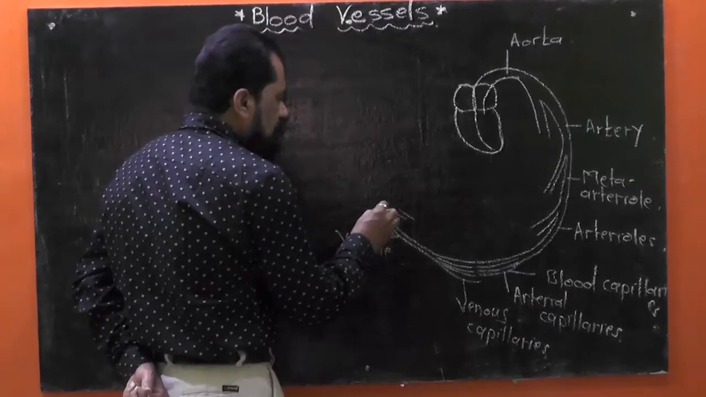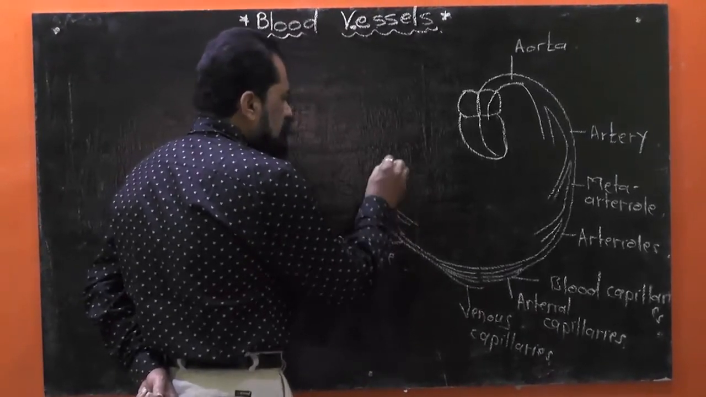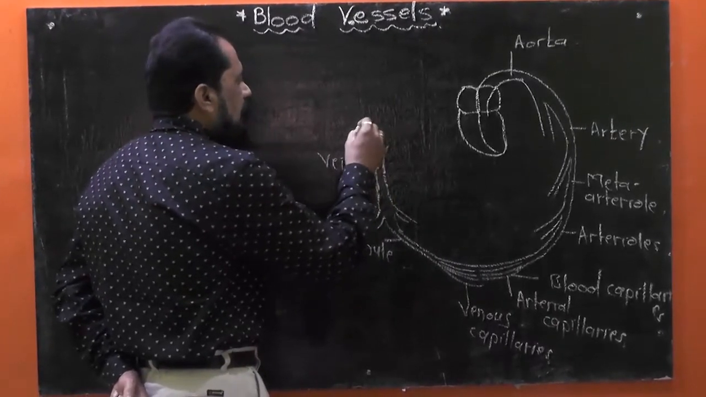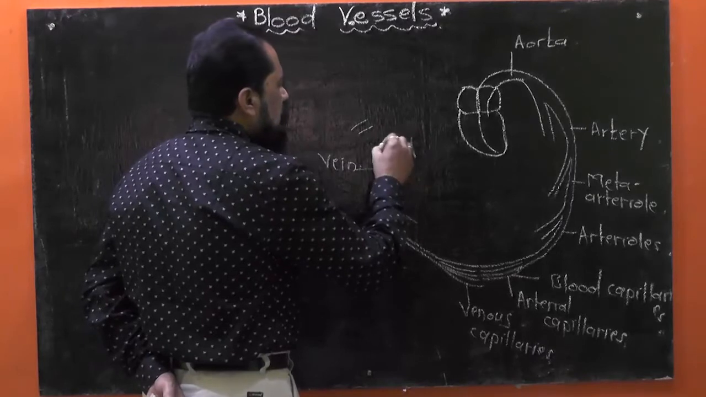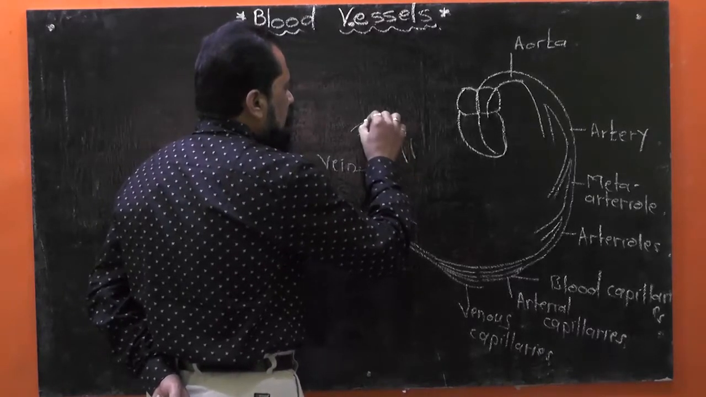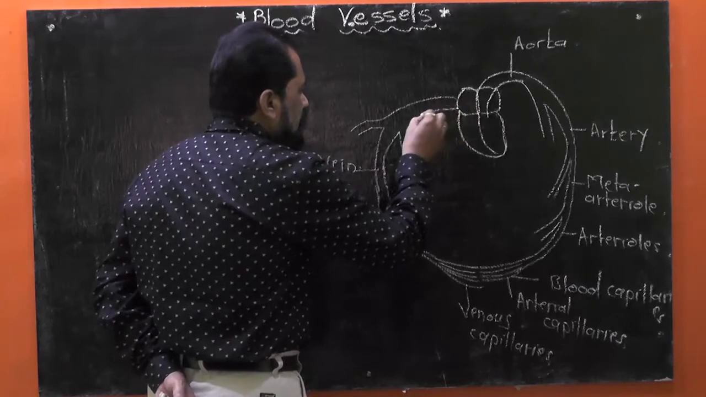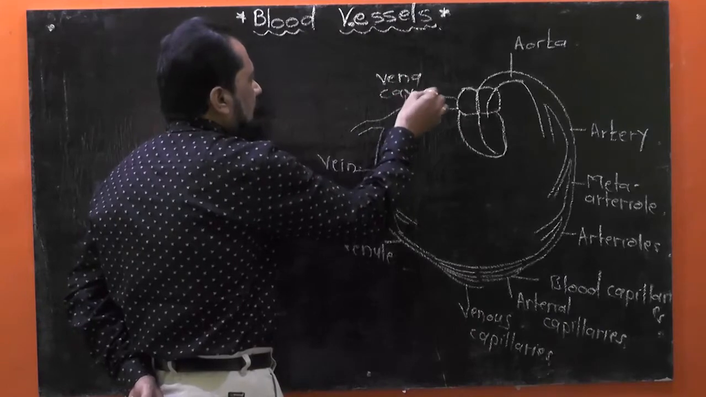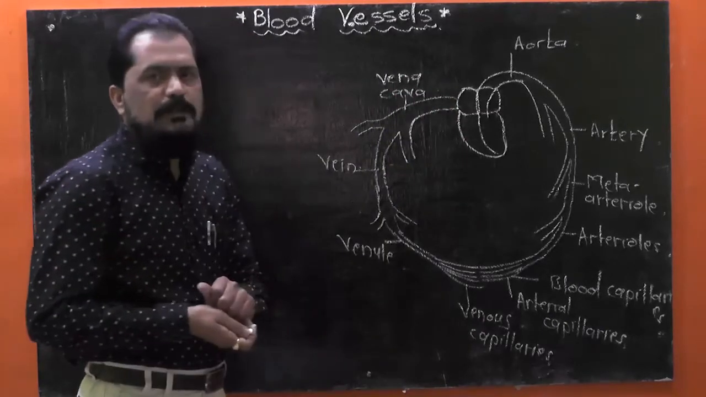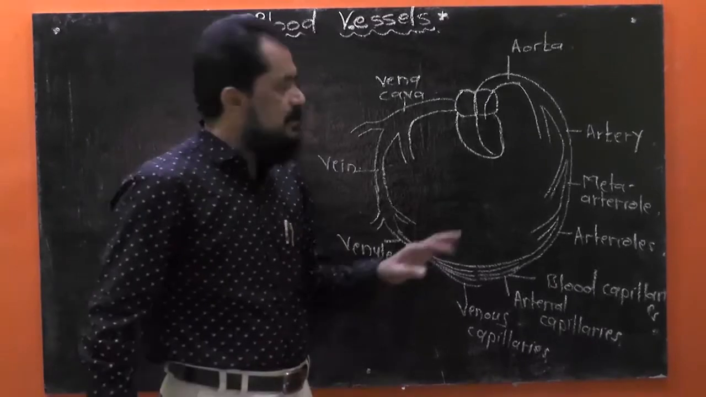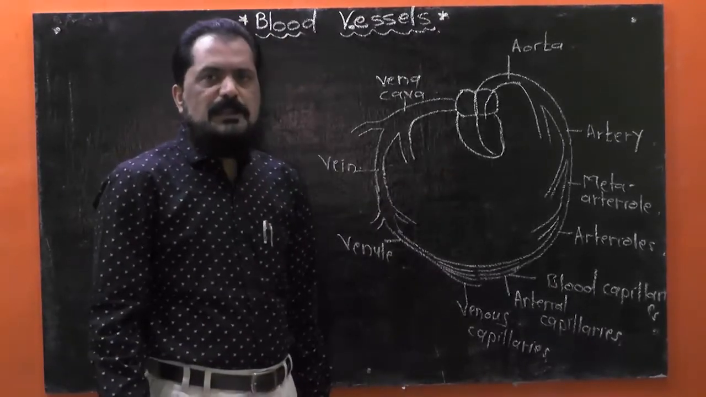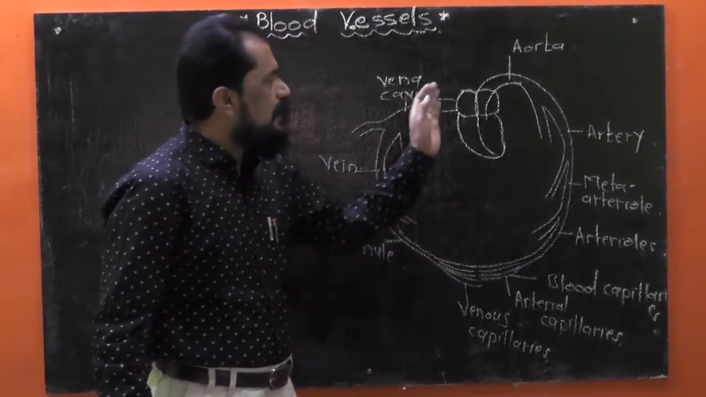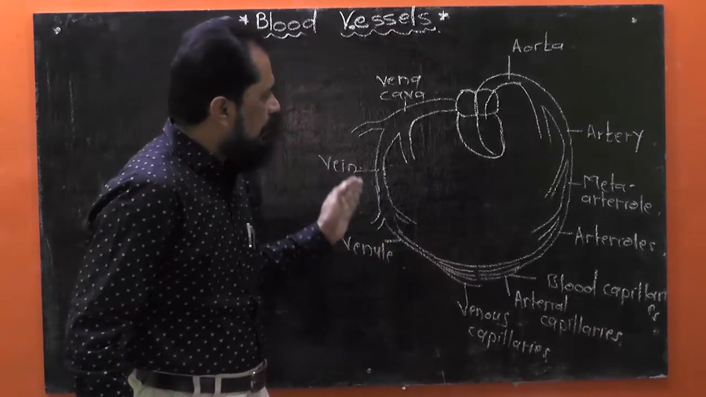Different venules come together and form a still larger blood vessel known as vein, and many veins come together and form a large vein, that is the great vein, what we call vena cava, either superior vena cava or inferior vena cava, which open into the heart again. It means in the closed blood vascular system of human being there is a blood circulation through such a closed pipeline.